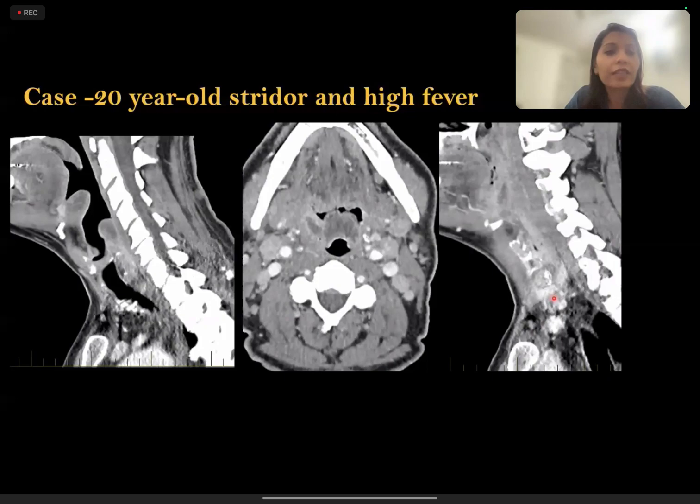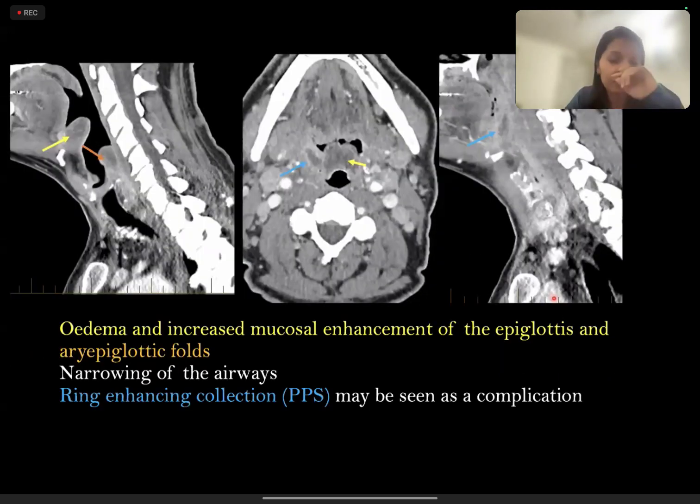So what we're seeing here is edema and increased mucosal enhancement of the epiglottis and the aryepiglottic fold. In fact, the epiglottis has a thumb-shaped morphology. There's also narrowing of the airway, and there's a rim-like collection in the right parapharyngeal space. So indeed, this is a case of supraglottitis, which is another name for epiglottitis.